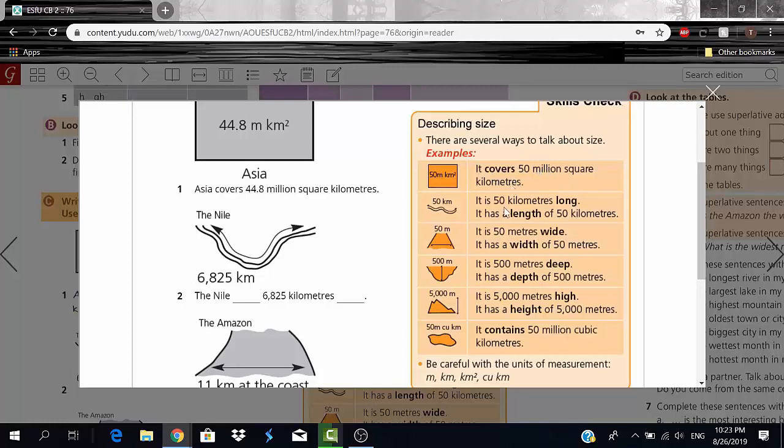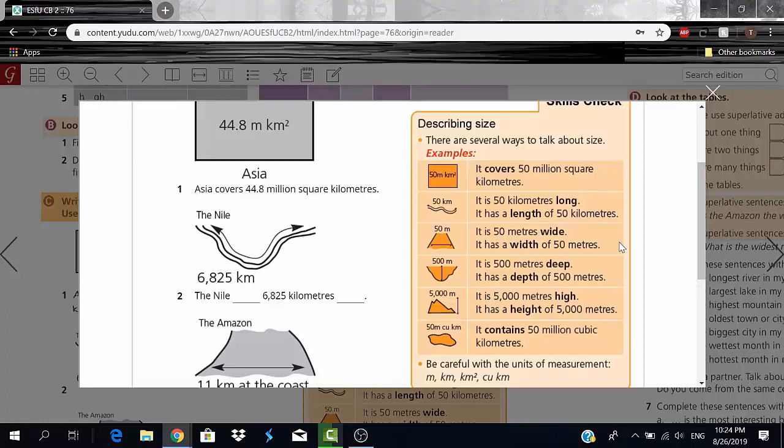Okay, it is 50 kilometers long. Or I could also say it has a length of 50 kilometers. I could also say it is 500 meters deep. It has a depth, you guys see, adjective and noun, it has a depth of 500 meters. It is 5k meters high. It has a height of 5,000 meters. And finally, it contains 50 million cubic kilometers.